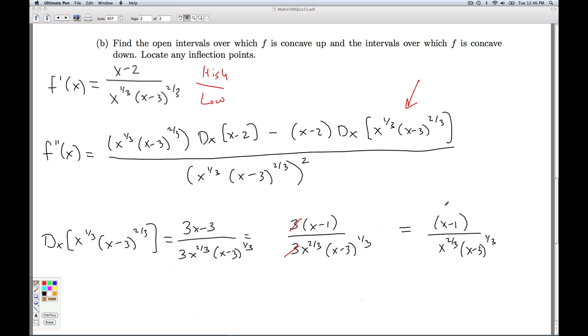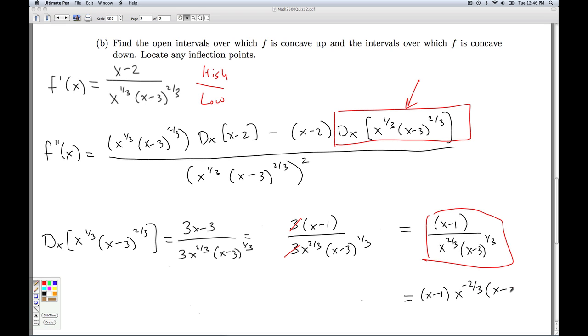Okay, now thinking ahead, this is what's going to replace this guy right here. So I'm going to go ahead and write this with the negative exponents again, so I'll know how to factor things in the numerator when the time comes. So I have x minus 1, x to the minus 2/3, x minus 3 to the minus 1/3. Okay, so that's what I'm going to replace this with. And then just a quick remark here, the derivative of x minus 2, that's just going to be 1. All right, so in the next frame, I'm going to have substituted in these and then continue to simplify.